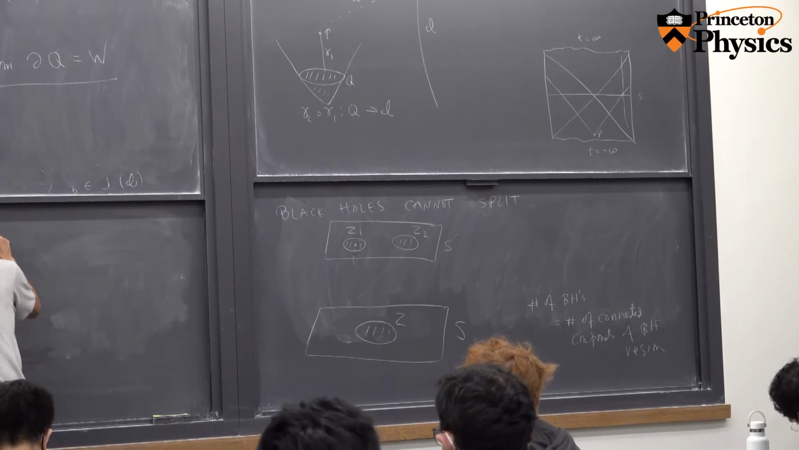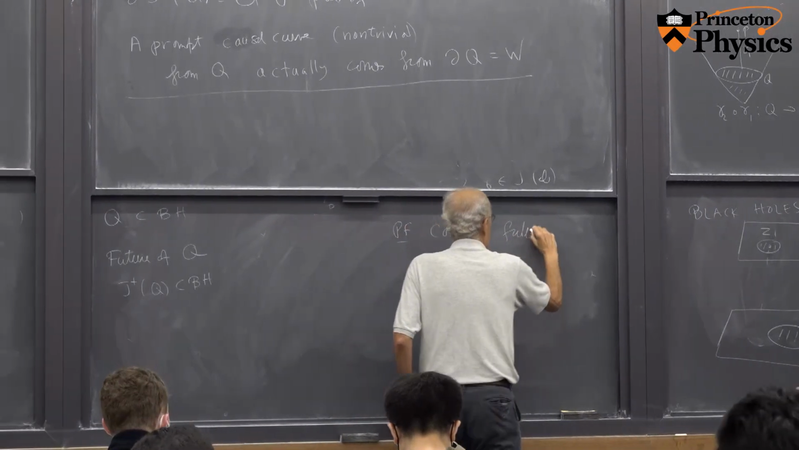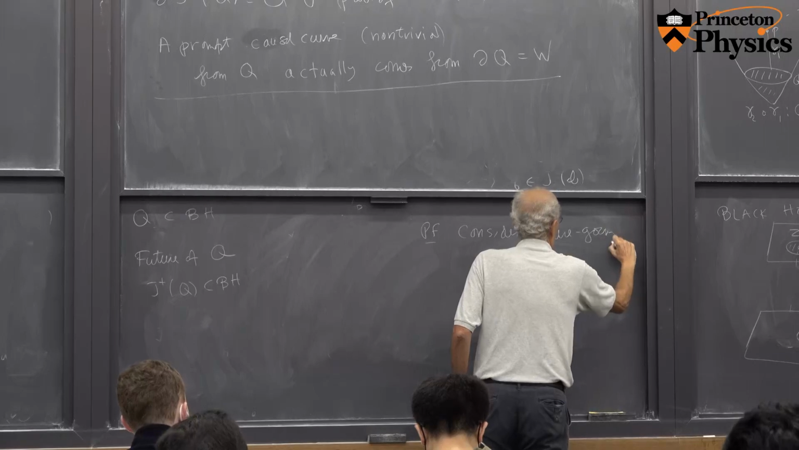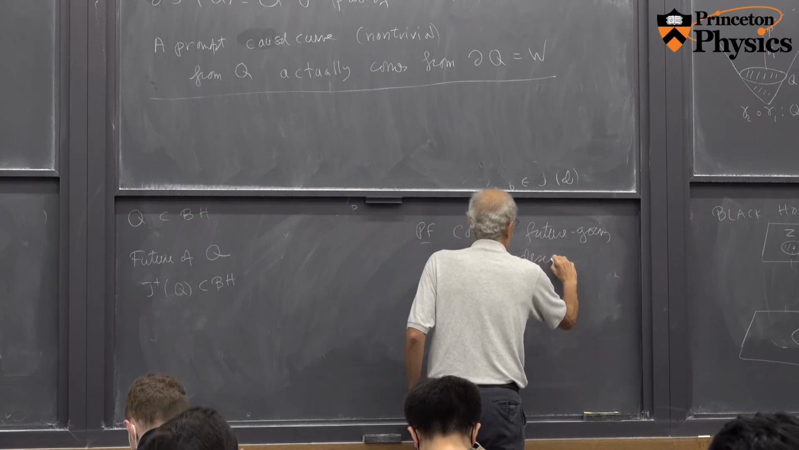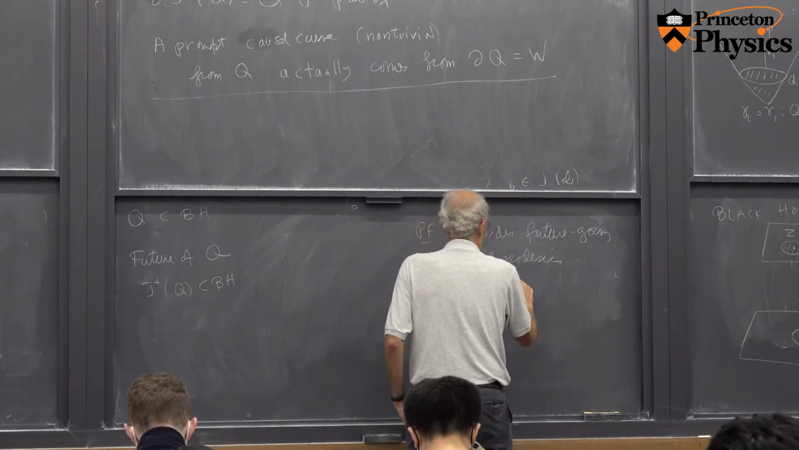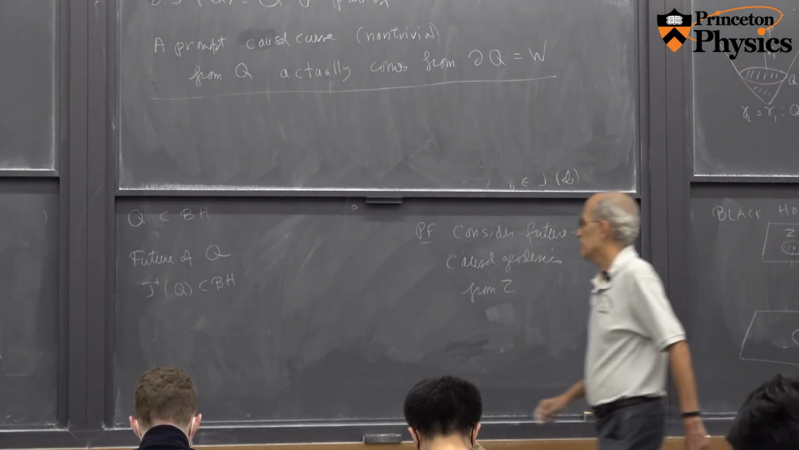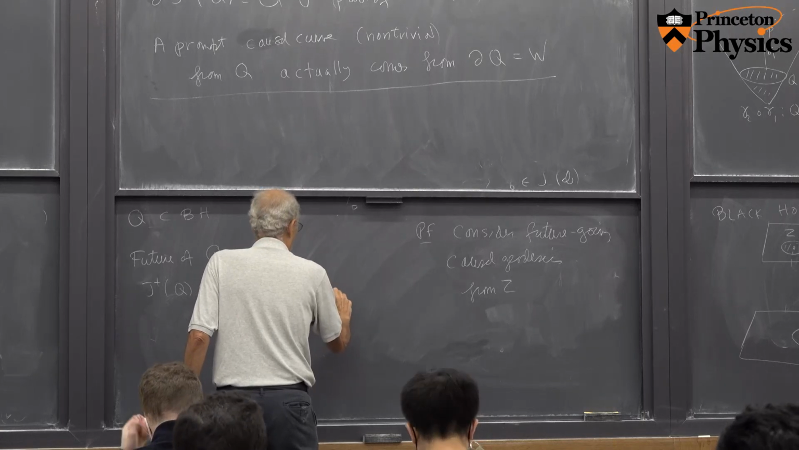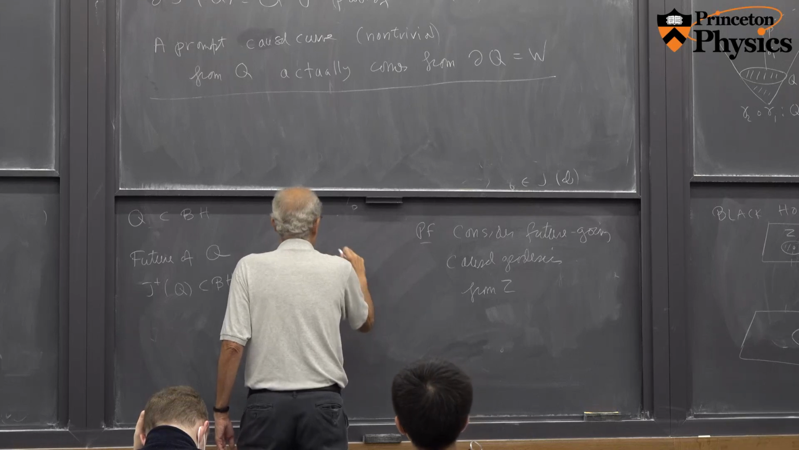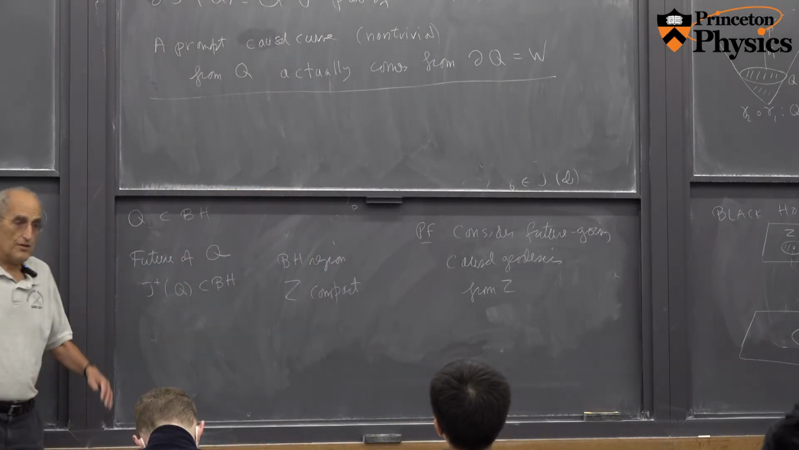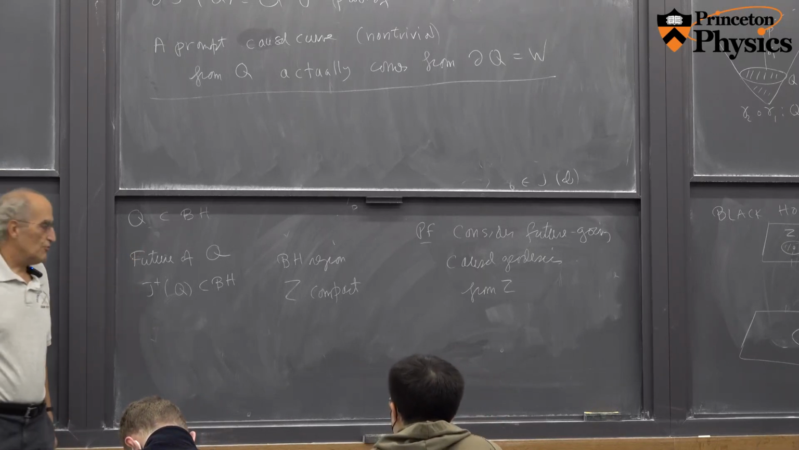So the proof is as follows. Consider future-going causal geodesics from Z. I prove that Z is closed, but I should stress that since we're assuming asymptotic flatness, the black hole region doesn't extend to infinity. So Z is actually compact.